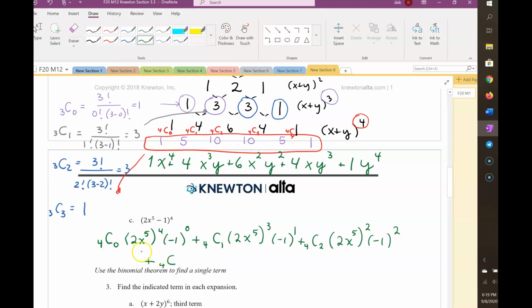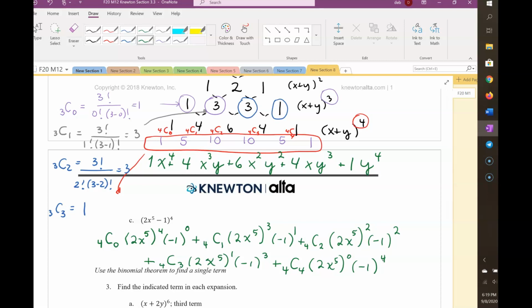plus 4 choose 3, and 2x to the 5th to the power of 1, and negative 1 to the power of 3. And one more term, 4 choose 4. Now the 2x to the 5th is to the power of 0, and the negative 1 is to the power of 4.